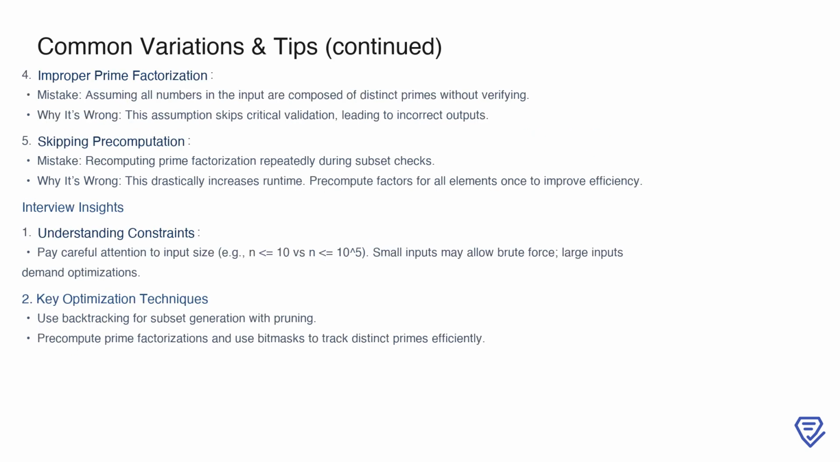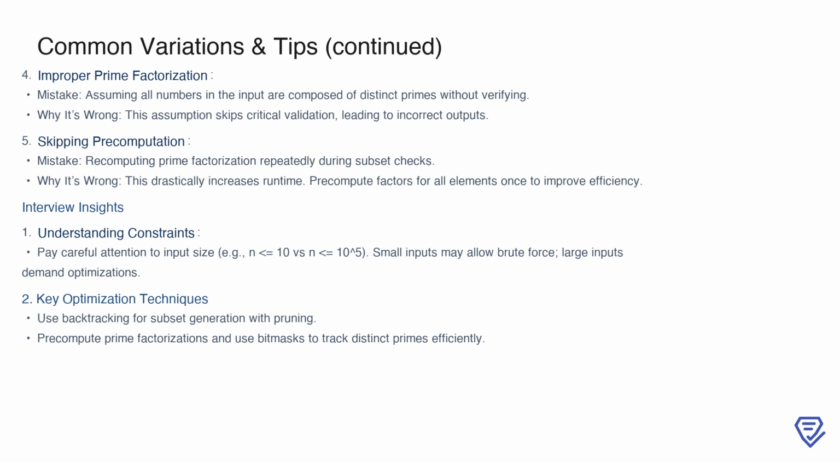Another common error is improper prime factorization. Some might assume that all numbers in the input are made up of distinct primes without actually verifying this. Skipping this validation can lead to incorrect outputs, so it's critical to properly factorize each number.